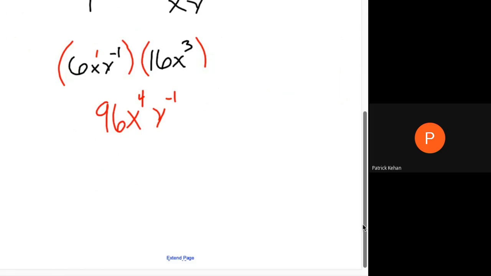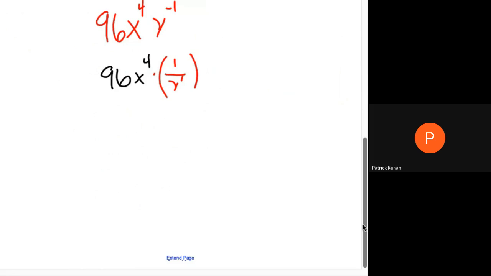And then in the last step here, I have to deal with that negative exponent. So that's really 1 divided by y to the first power. So here's how it plays out. You don't have to write this step down, but this multiplication is really 1 divided by y to the first. Most people will just express it as 96 x to the fourth over y to the first, skipping that last line I wrote. And that's it.